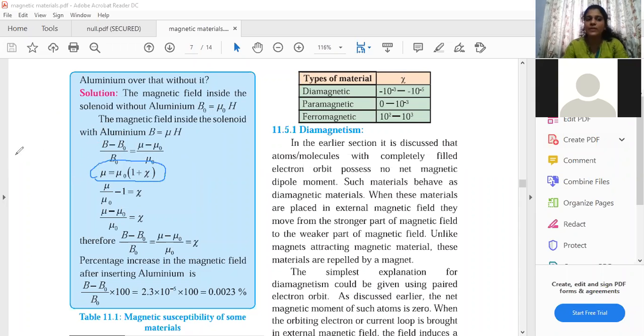Students, if you all remember, this equation is mu is equal to mu naught into mu r, the one that was in the derivation. And what is mu r? What is relative permeability? 1 plus x. So instead of mu r, if I substitute 1 plus x, I get this equation, that is mu is equal to mu naught into 1 plus x.